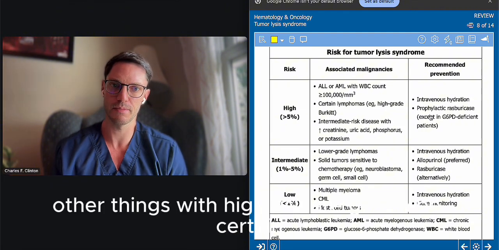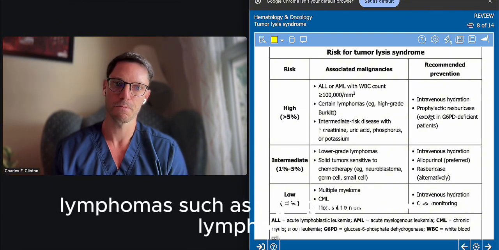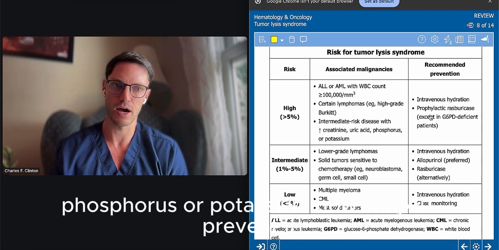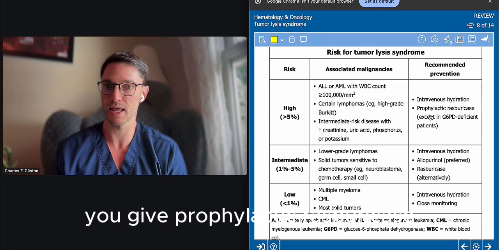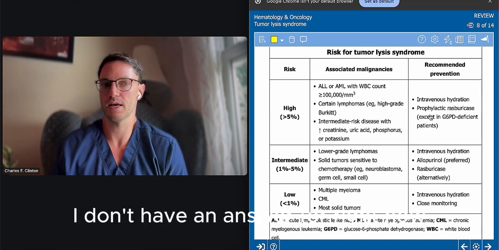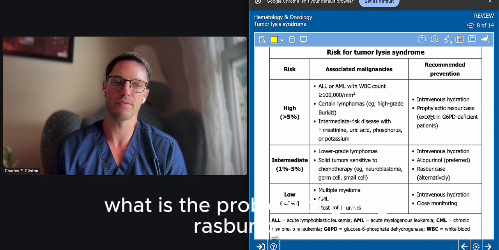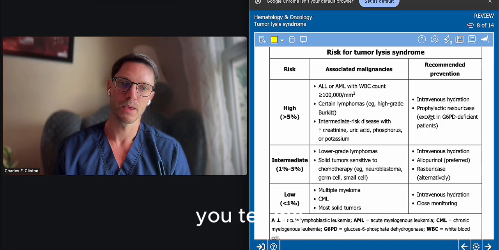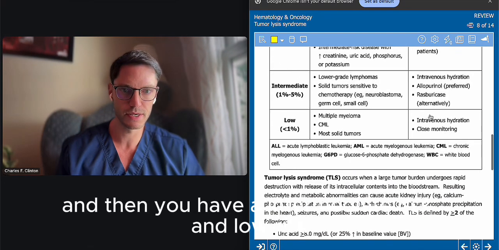Other things with high risk are going to be certain lymphomas, such as high-grade Burkitt lymphoma, or intermediate risk disease with elevated creatinine, uric acid, phosphorus, or potassium. How do you prevent it? You give intravenous hydration, you give prophylactic rasburicase, except in G6PD deficient patients. So question for the audience, I don't have an answer right now: what is the problem of giving rasburicase in G6PD deficient patients? Okay, you tell me. And then you have intermediate risk and low risk.